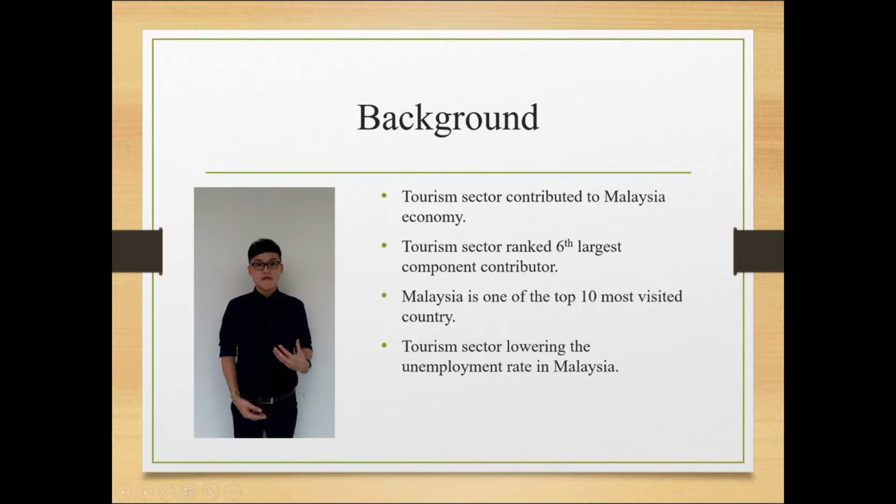Tourism sector had contributed 14.9% to the GDP of Malaysia, which is a total of 161 million ringgit in the Malaysia national account. Besides, tourism sector had ranked the 6th largest component that contributes to the Malaysian economy. According to the United Nations World Tourism Organization, Malaysia had been ranked one of the top 10 most visited countries in 2010. Therefore, Malaysia should focus more on the tourism sector as it could help Malaysia to generate income instead of only depending on the oil revenue.